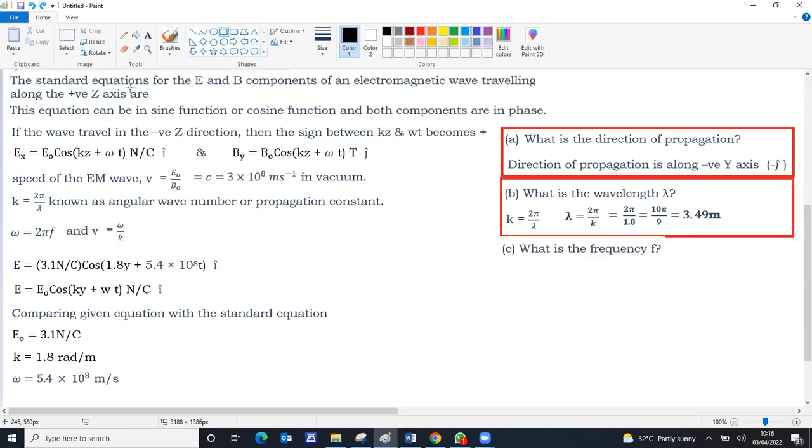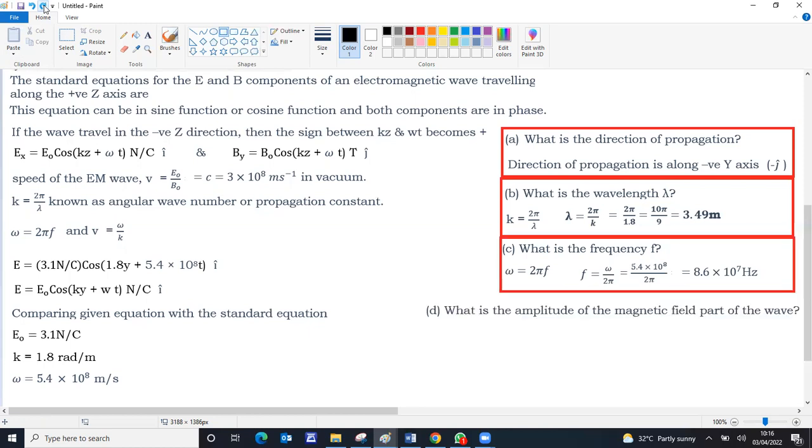Now the third one, what's the frequency? For frequency, you already know omega is equal to 2 pi f. So omega is 2 pi f. Get f from that, omega by 2 pi. Omega we already identified as 5.4 into 10 to the power of 8 from the equation. Then divide by 2 pi, we get 8.6 into 10 to the power of 7 hertz as the frequency.